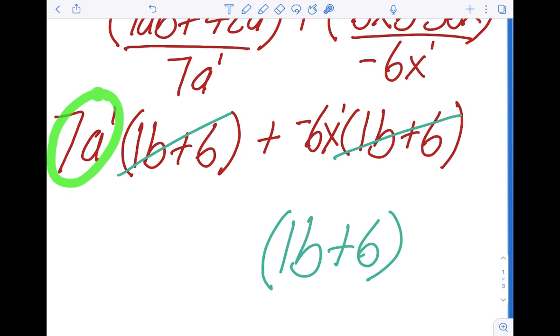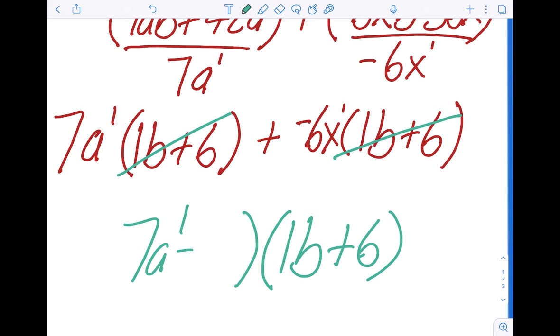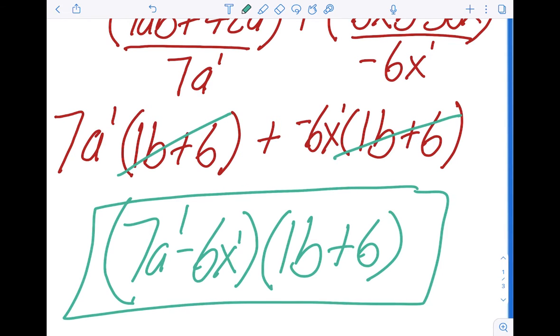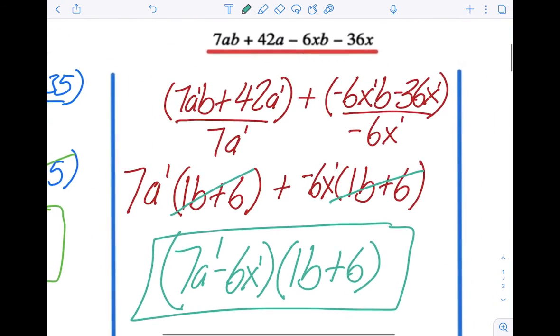I have 7a to the first minus 6x to the first. So I'm going to write 7a to the first minus 6x to the first. I'm going to put a parentheses around that. And boom, look at that. I have factored my second example.